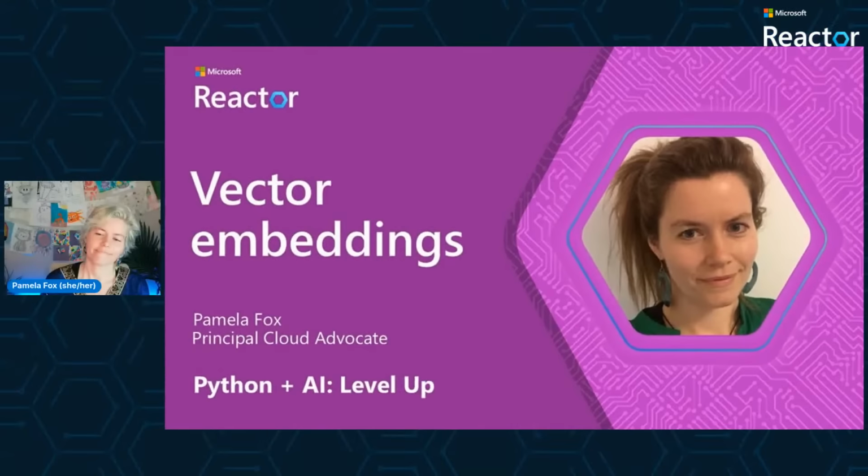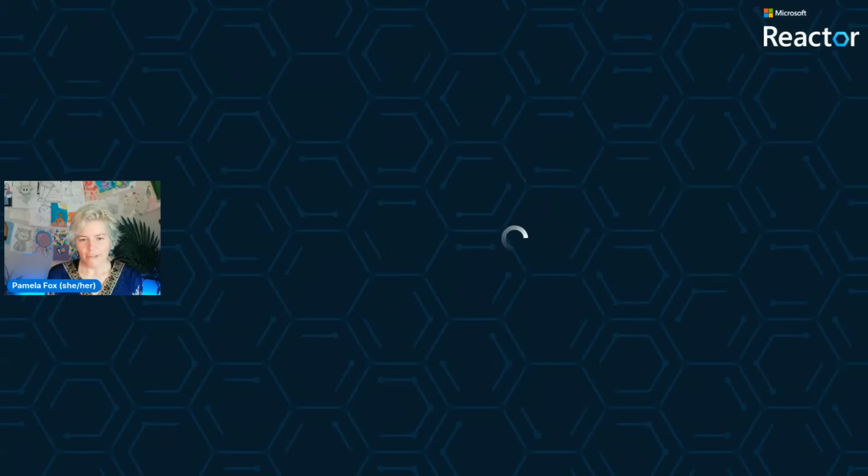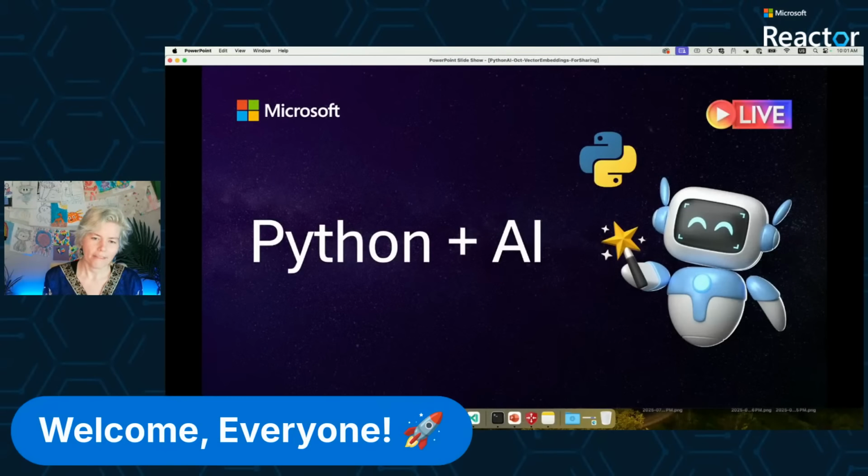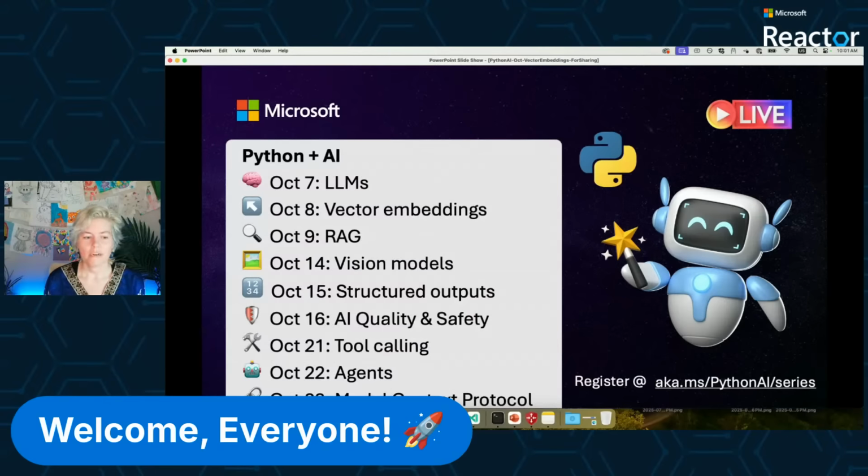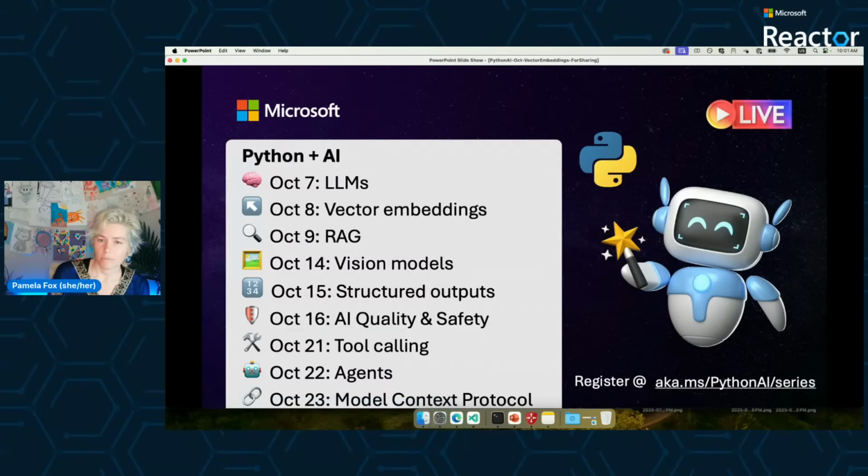Pamela, thanks for joining. Hello, everyone. Very excited to be here for the second session in our Python plus AI series, where we show you all the fundamentals of generative AI with a focus of using them in Python. So we are on our second session where we're talking about vector embeddings. We already talked about the basics of LLMs. If you missed that one, you can go back on YouTube and watch it when you've got time. And we still have 7 more sessions after this one. So we're covering lots of topics in this series.